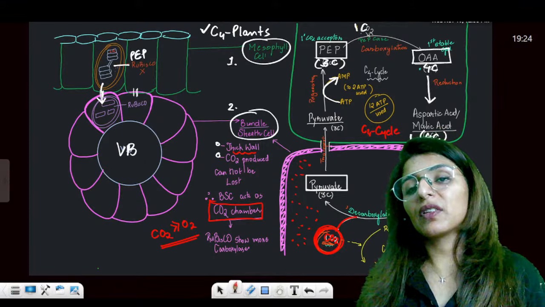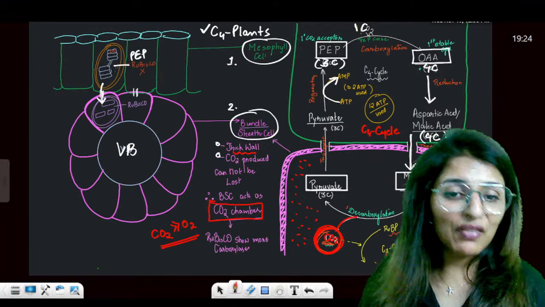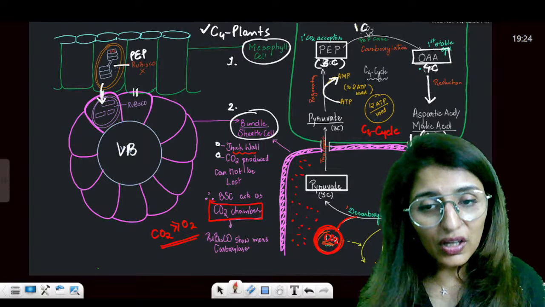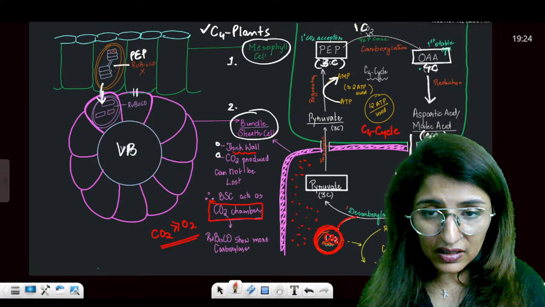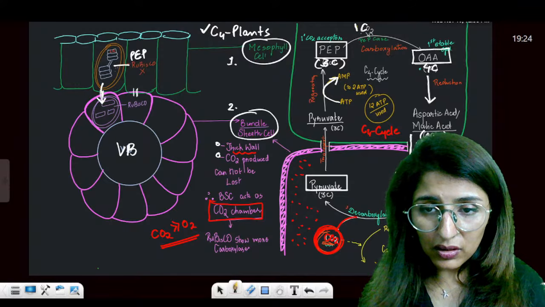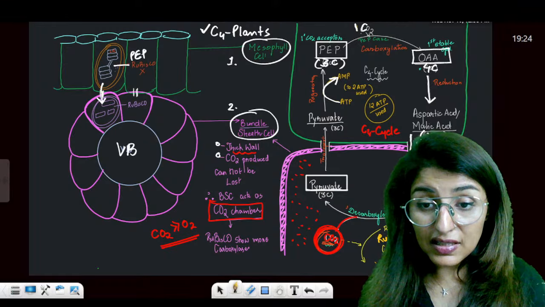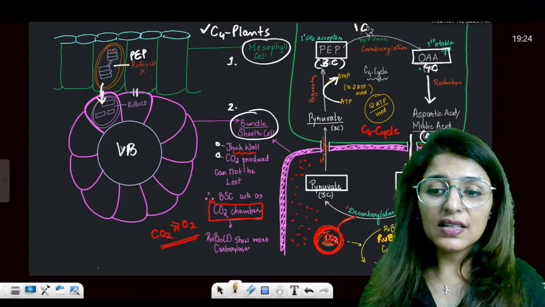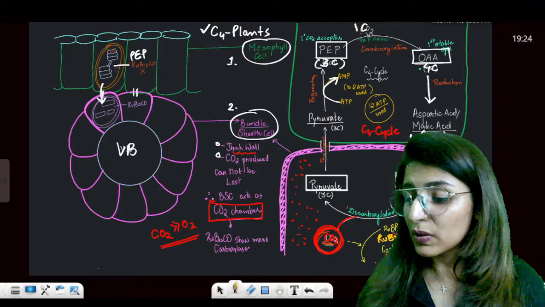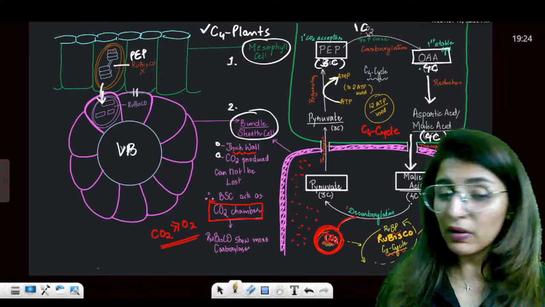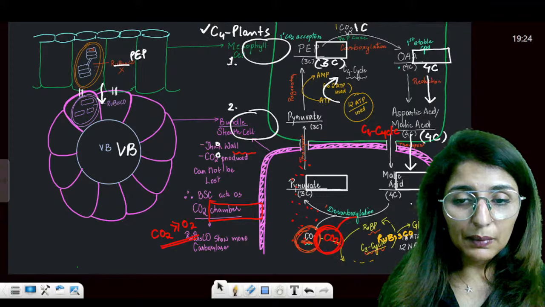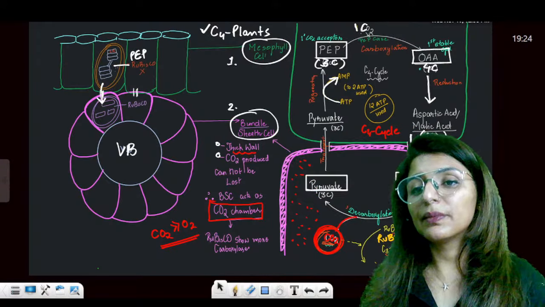So what will happen? Rubisco will now favor carboxylation instead of oxygenation. So the Rubisco present here will fix carbon dioxide and not oxygen. And as a result, we know glucose will be produced. Are these points clear to everyone? Please let me know that these points are clear to all.